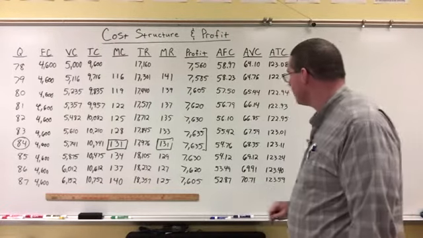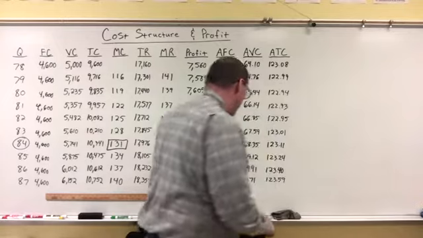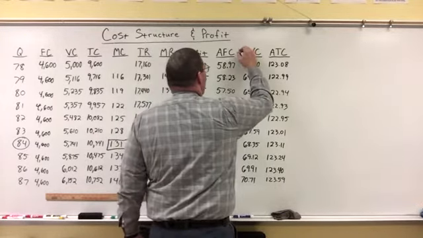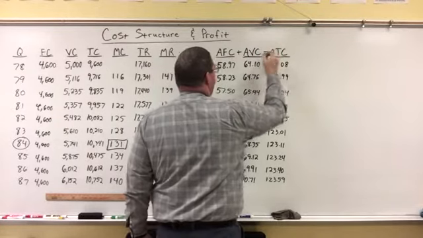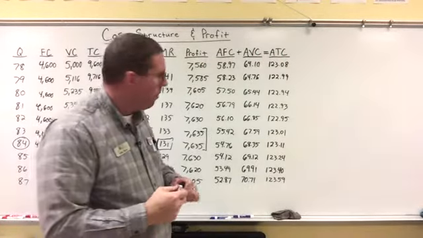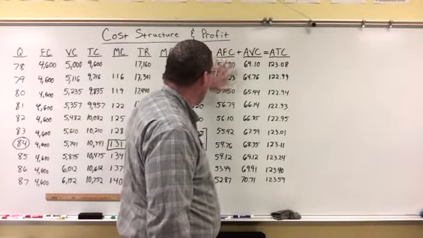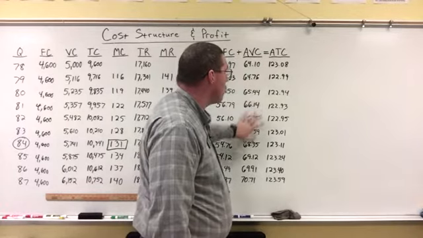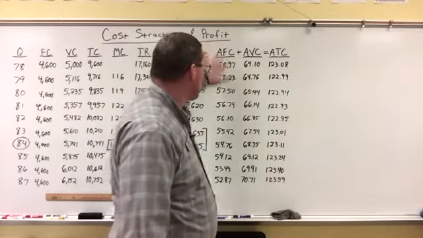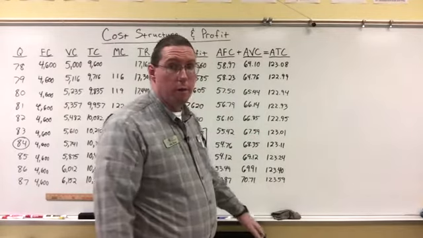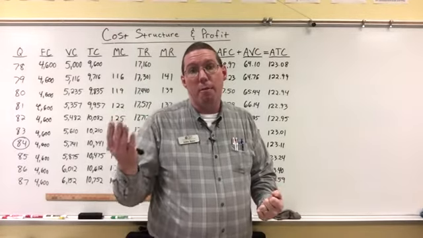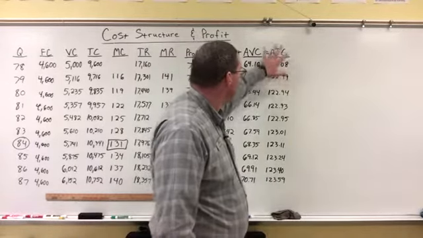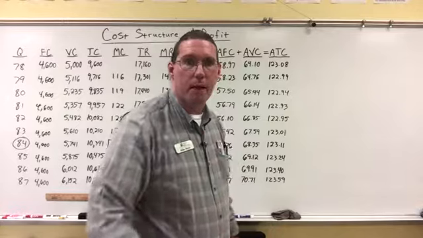Now, lastly, here's the interesting thing that you're going to see. We're adding average fixed cost plus average variable cost, and that equals average total cost. Well, average fixed cost is going down. Average variable cost is going up, getting smaller, getting larger. So we're adding together a number that's getting smaller with a number that's getting larger. So what's going to happen over here in average total cost? Let me explain.